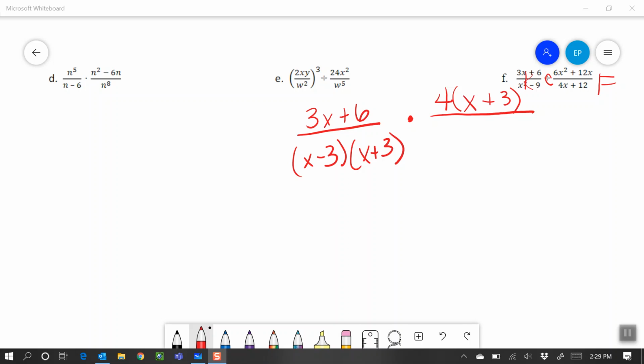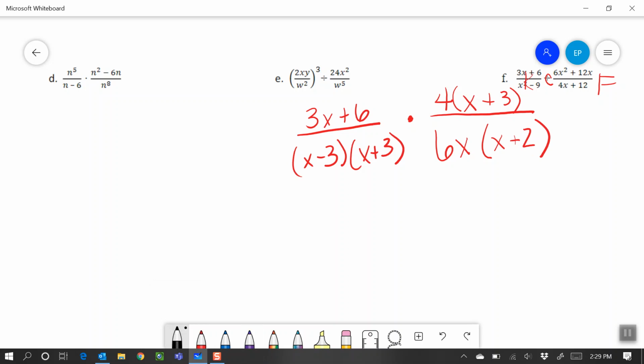So I factored the bottom. On the top, I have an x and a 6. That's going to go to the denominator because I'm flipping the fraction. 6x is going to come out. And I'm going to be left with an x plus 2, excuse me. So I'm going to see what I can cancel out here first before I do anything, and then rewrite.